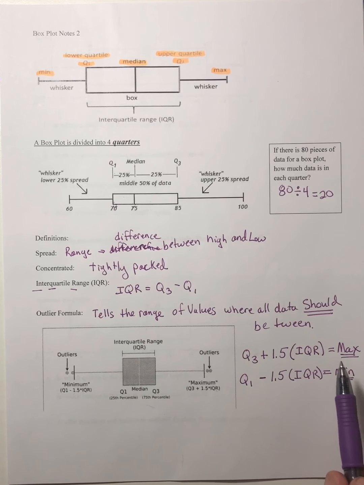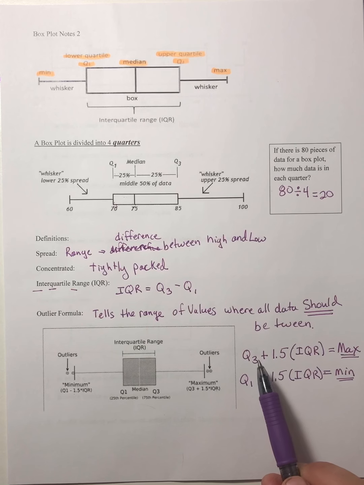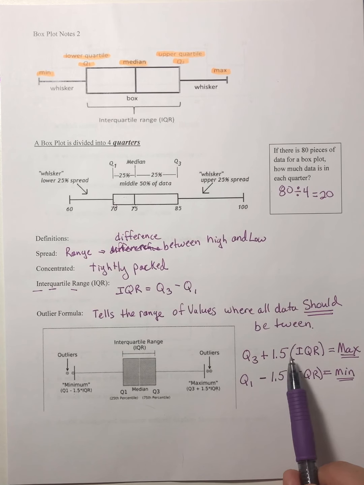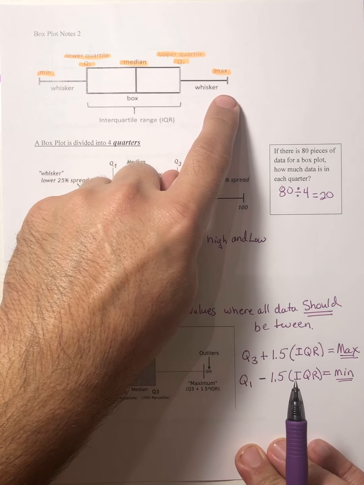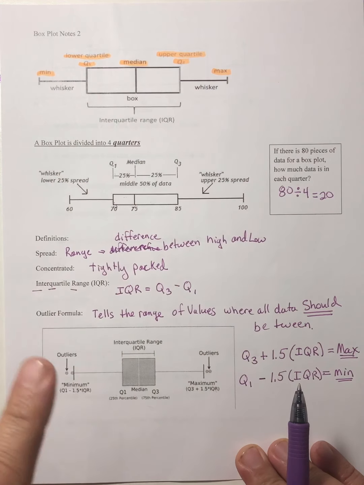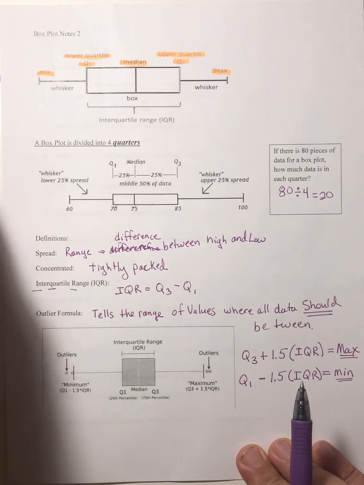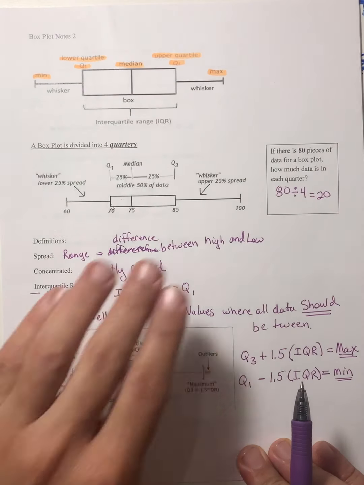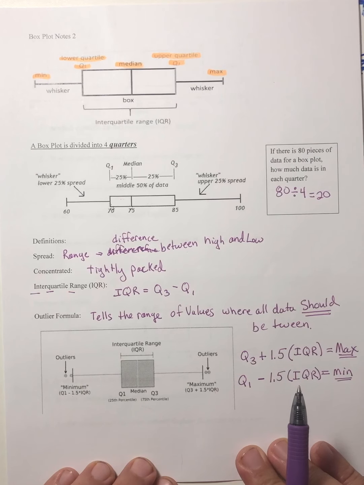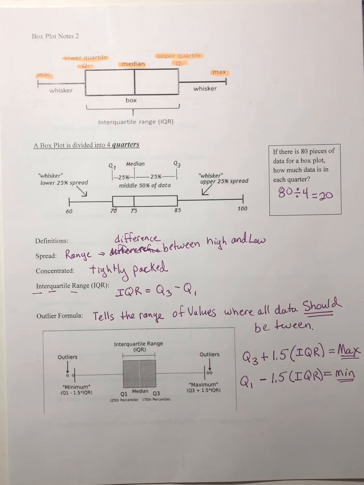So these outliers will ask us about our actual minimum value and our actual maximum value. Are they too far away? If they're too far away, then they're called an outlier. But if they fall within what we expect, then they're good data, more or less.